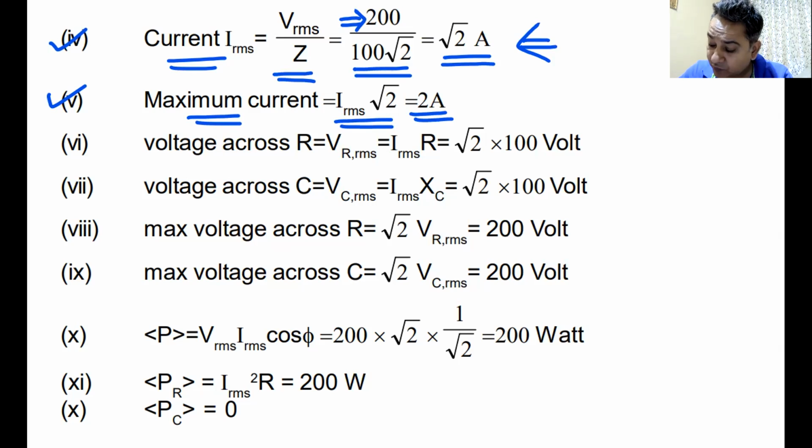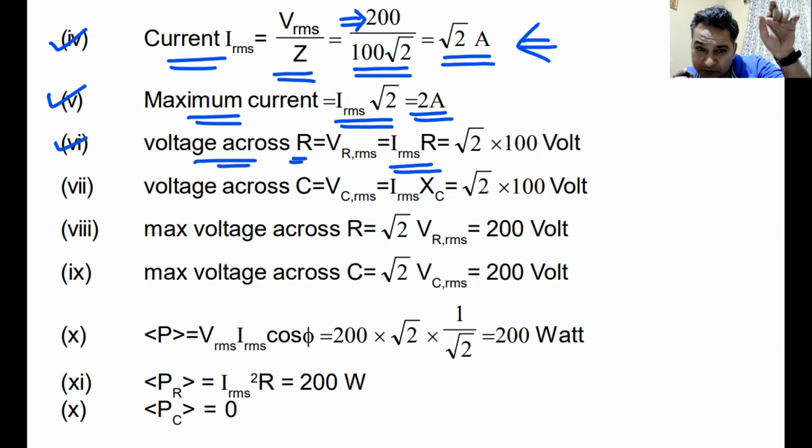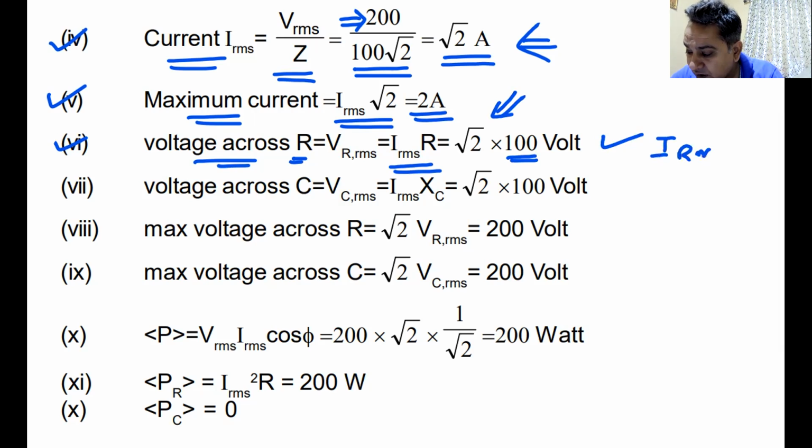Voltage across R is IRMS into R. The RMS value of current into R will give you the voltage across R. The value of R is 100. The value of IRMS is root 2. Remember, the voltage across R is IRMS multiplied by R. This is the voltage across R.